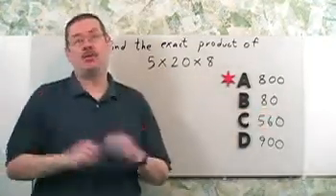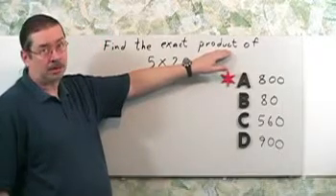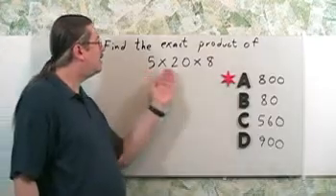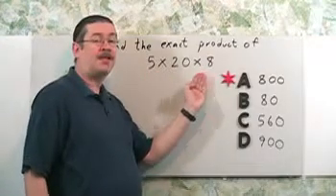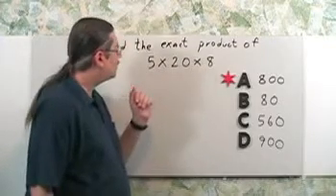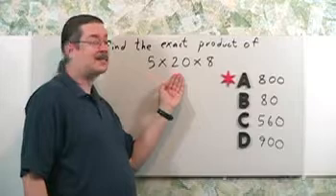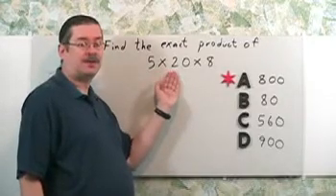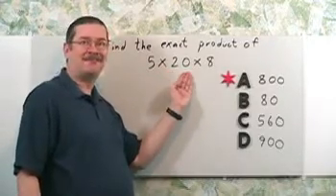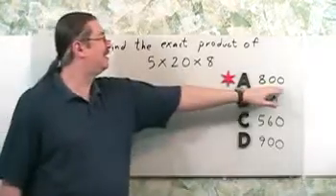Now, how do we actually do this problem? Well, the word product means multiply or multiplication. So you need to multiply these 3 numbers together. Now, the nice thing about multiplication, it doesn't matter the order. In this case, though, it's probably easier just to do the first 2. 5 times 20 is easy. Just think of it as 5 times 2 first. That's 10, and then just tack on a 0. That's 100. 100 times 8 is 800.